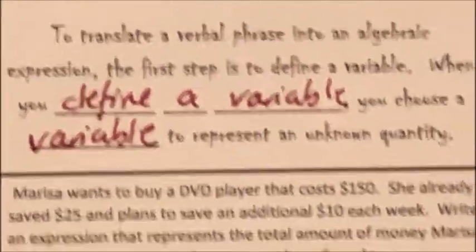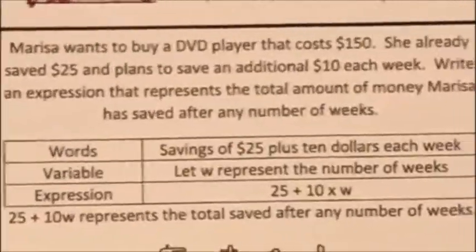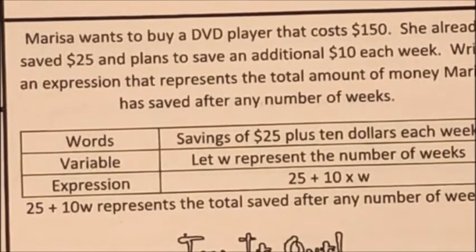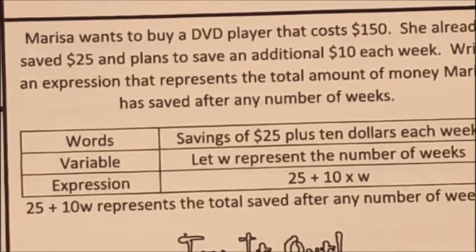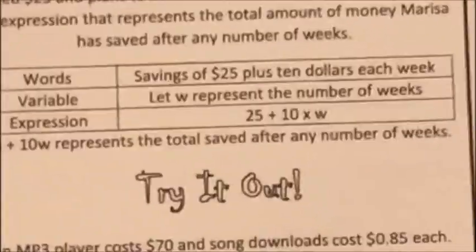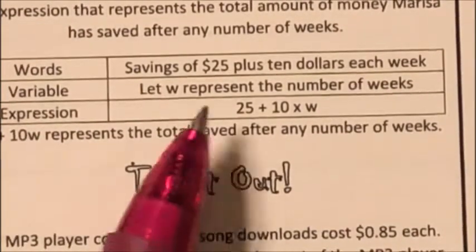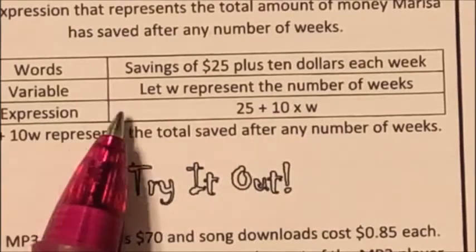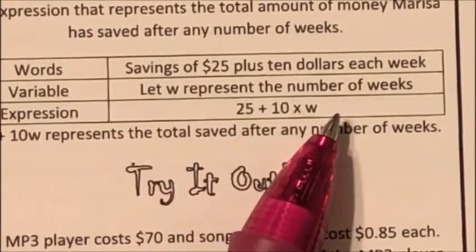Okay. So Marissa wants to buy a DVD player that costs $150. She already saved $25 and plans to save an additional $10 each week. Write an expression that represents the total amount of money Marissa has saved after any number of weeks. So in words, she has savings of $25 plus $10 each week. I'm going to let W represent the number of weeks.